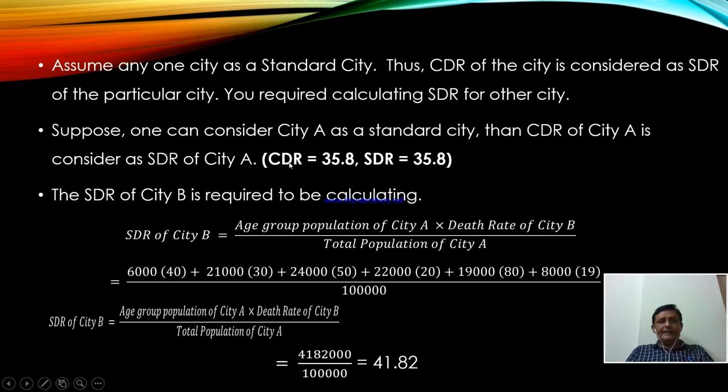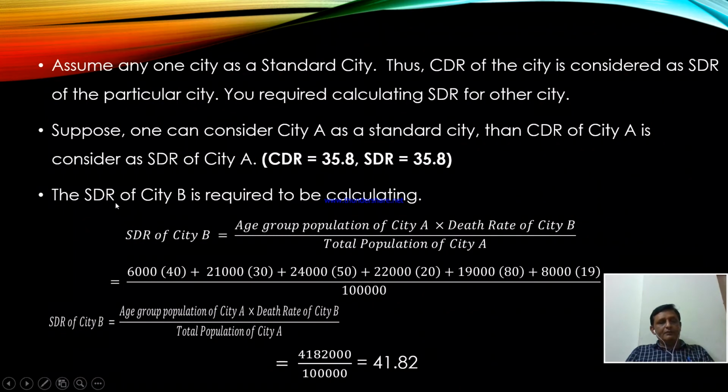35.8 is the CDR of city A. Now as we consider that as a standard city, the CDR of city A is taken to be the SDR of city A, right? Now already SDR is determined for city A. We require to calculate the SDR for the other city. Now the other city is B.